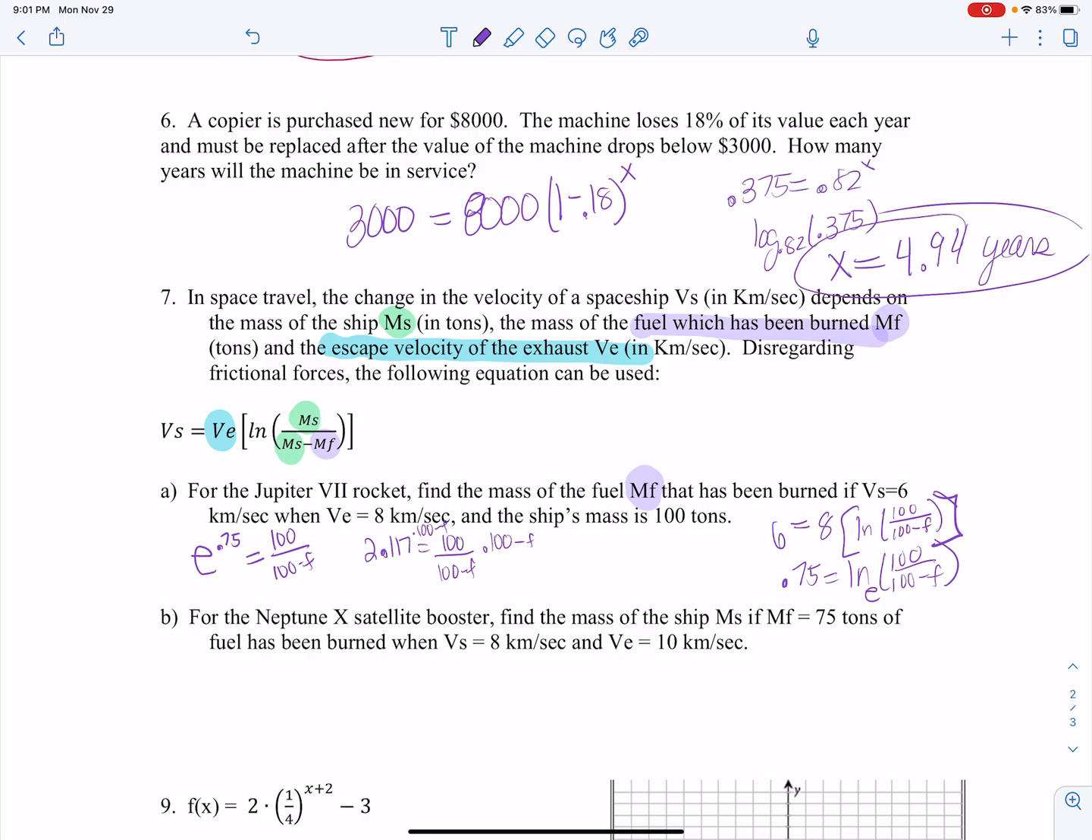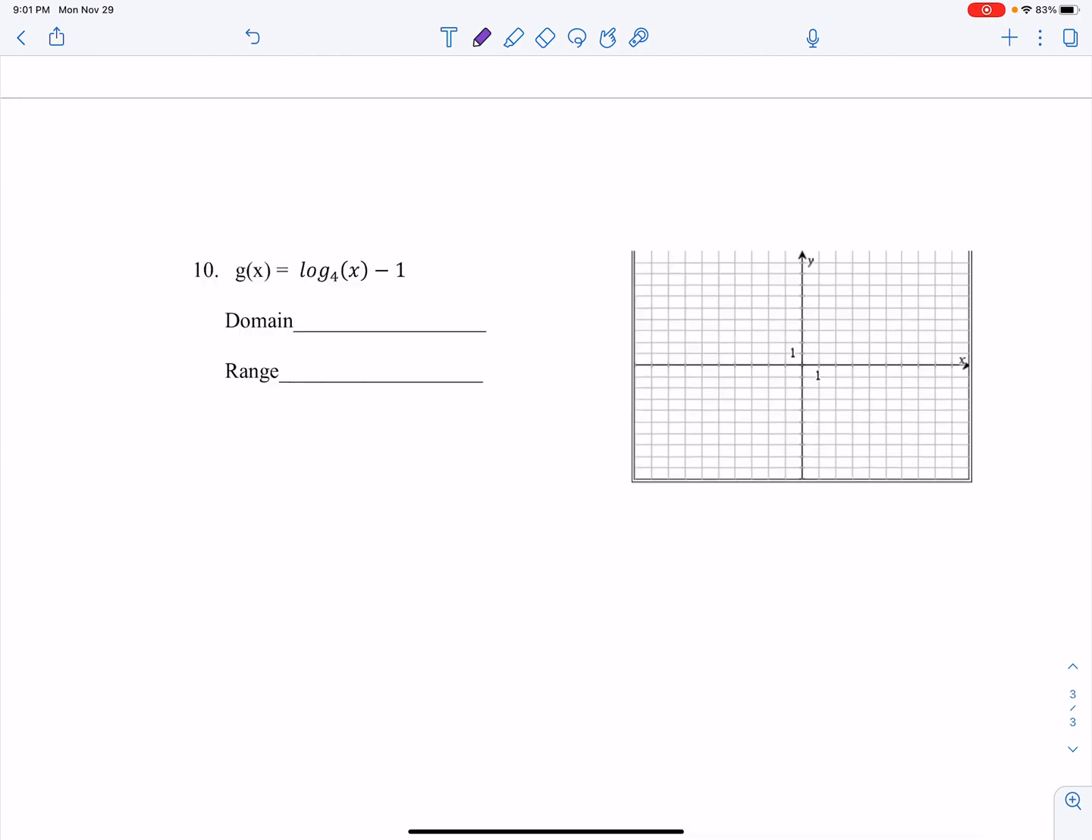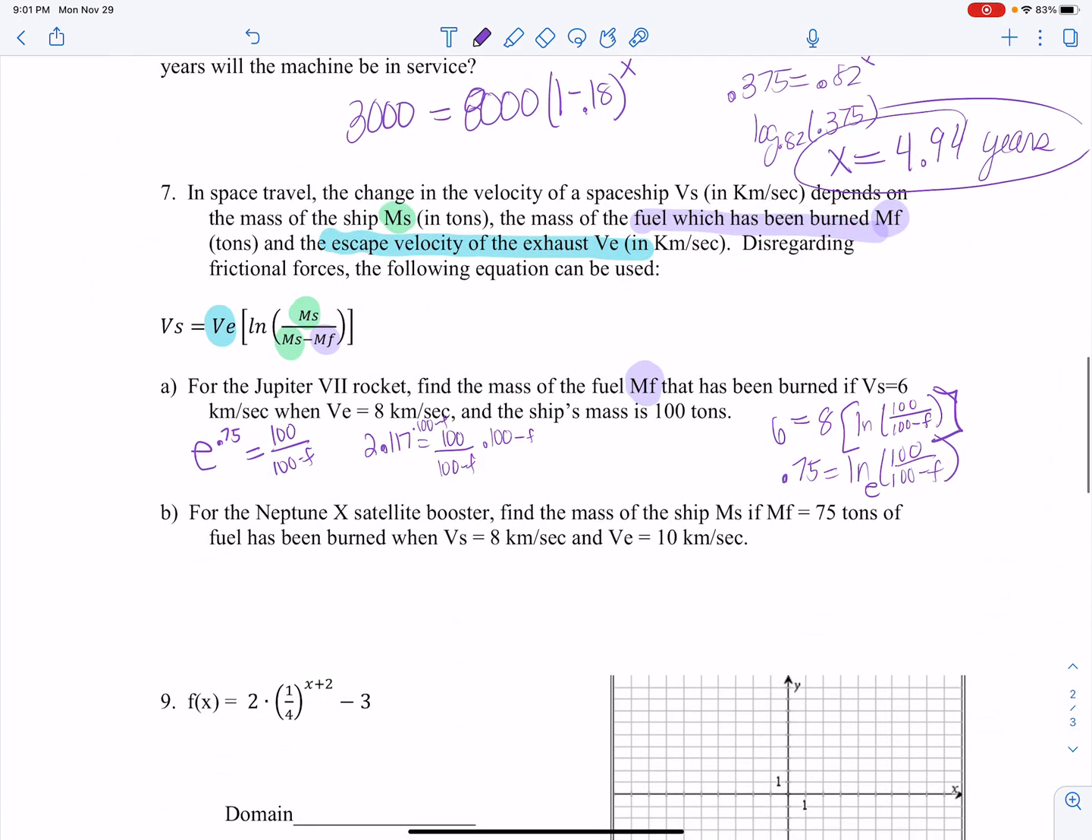So if I multiply this by 100, I would get 211.7 minus 2.117 f equals 100. So wouldn't I subtract that over? And I would get a negative 2.117 f equals a negative 111.7. And so then I would divide that by 2.117. I hit the wrong button.